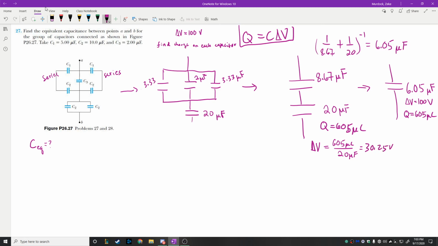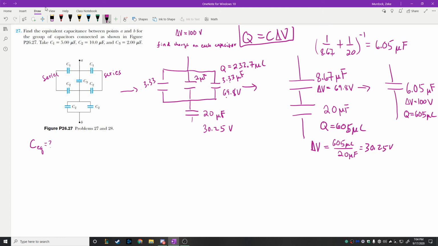And then the upper one has the exact same charge, so you find delta V by doing 605 divided by 8.67. That gives you 69.8 on this one. You come back to here, you say these are all 3 in parallel. That means the delta V for all 3 of them is going to be 69.8 volts. The one below, nothing's changed, so it's still 30.25 volts. You do 69.8 times 3.33, and you get Q equal to, I got 232.7. Please tell me if any of these numbers that I got are different from what you got. Does that look right?